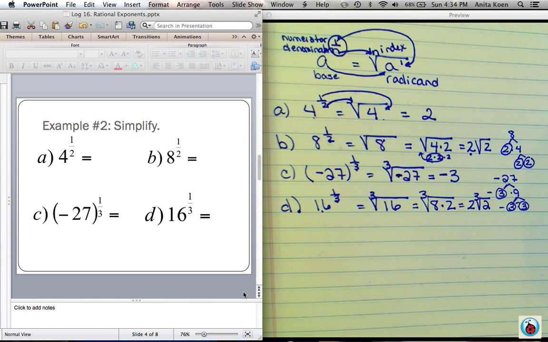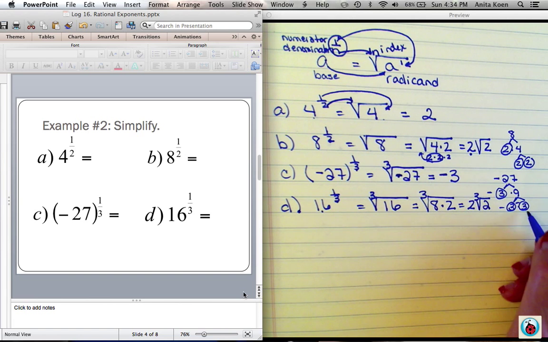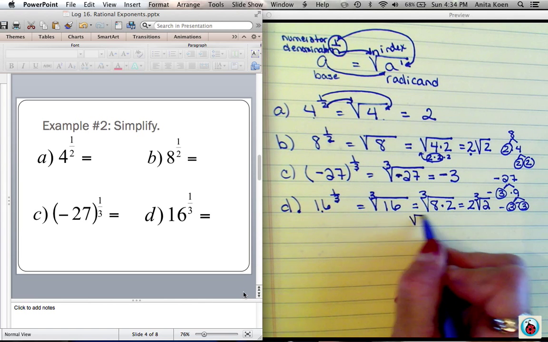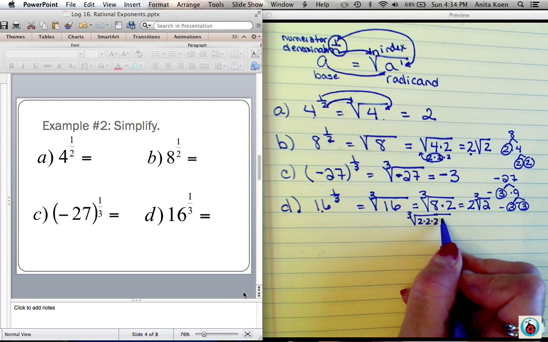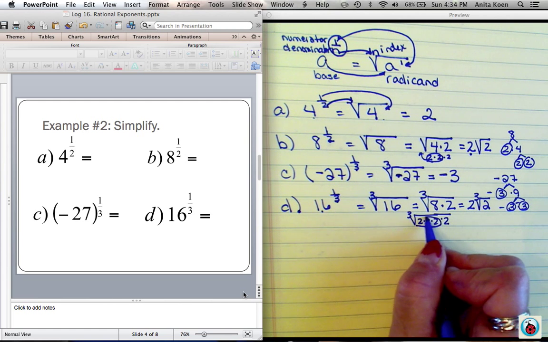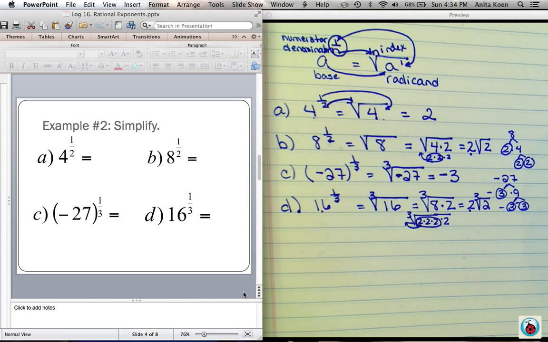And if again you don't remember your perfect cubes from warm-up number 6, then you need to come over here and look at your 8 factored right here. You see you have 3 2s, so right here you'd have the cube root of 2 times 2 times 2, that's 8, times this 2, circling those 3 2's to come out as 1, times the cube root of 2.